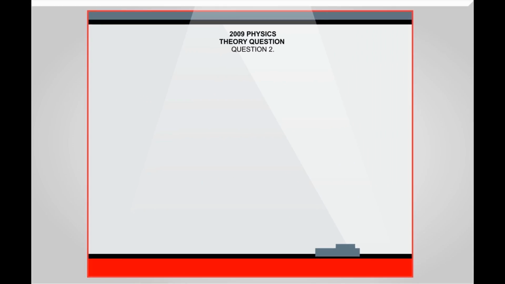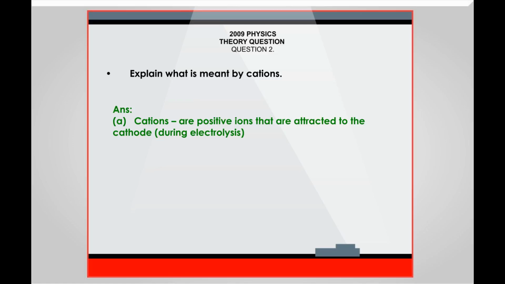Question 2. Explain what is meant by cations. Answer. Cations are positive ions that are attracted to the cathode during electrolysis.